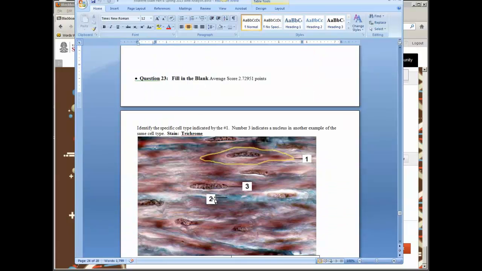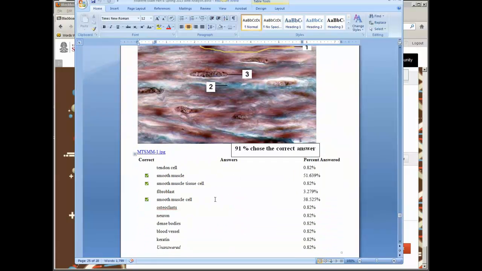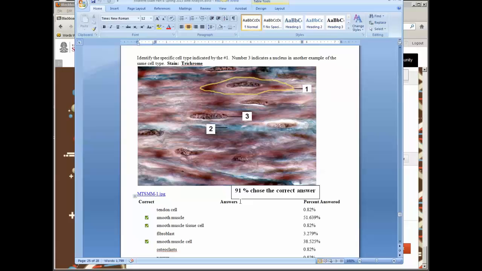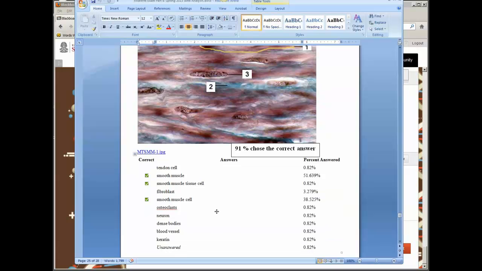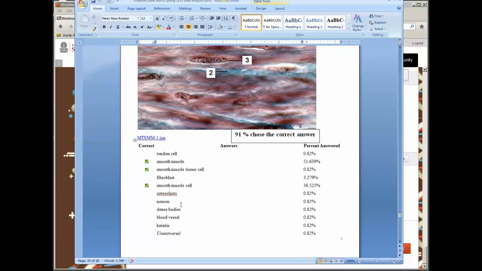And then the next question here, fill in the blank, identify a specific cell type. This was a smooth muscle cell, and we had people put in tendon cell. Well, when you see the nuclei in the center of the cytoplasm here, it just can't be a tendon cell, and it's not a fibroblast, but some people thought they were osteoclasts. But the permutations of the correct answer were smooth muscle tissue cell, and smooth muscle cell.